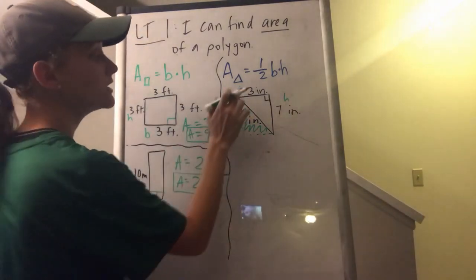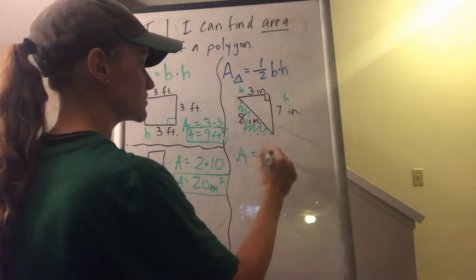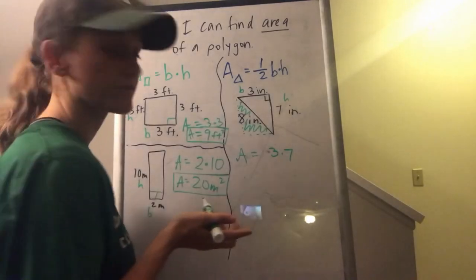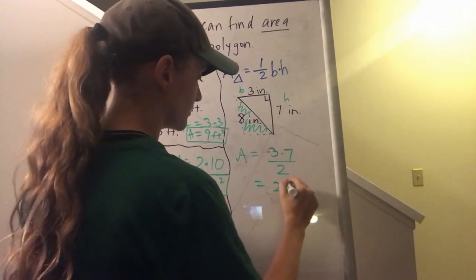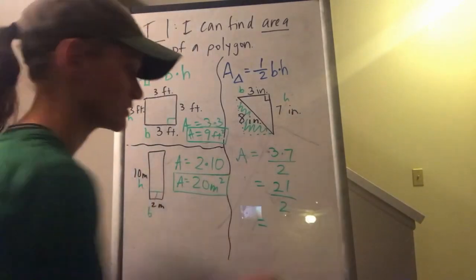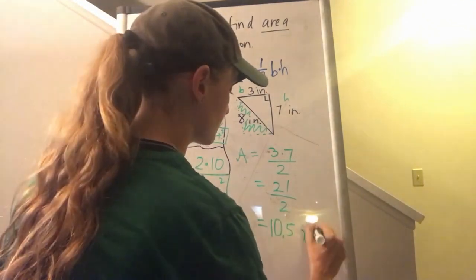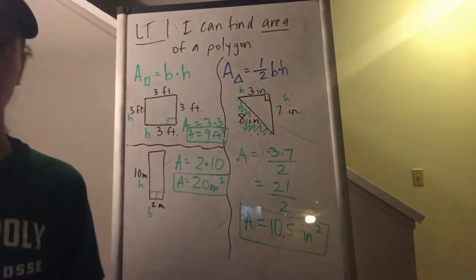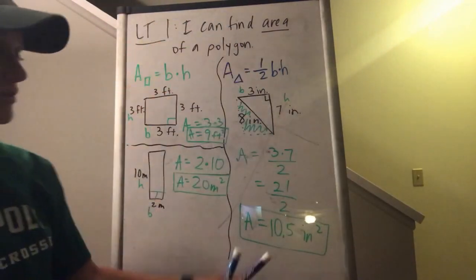Alright, so for this one, my base is 3, my height is 7. So I do 3 times 7. Remember, I got to cut that in half because I only want half of it. So 3 times 7 is 21. Divided by 2, if I was to do some long division, that would be 10.5 inches squared. Okay. So if it was a full rectangle, it would have been 21 units, but because we only want half of it, it's only going to be 10 and a half.